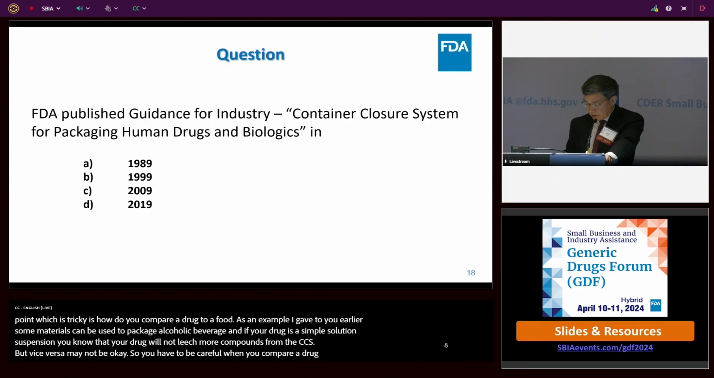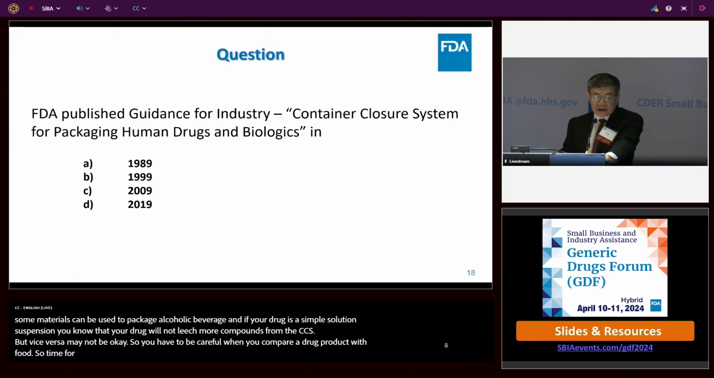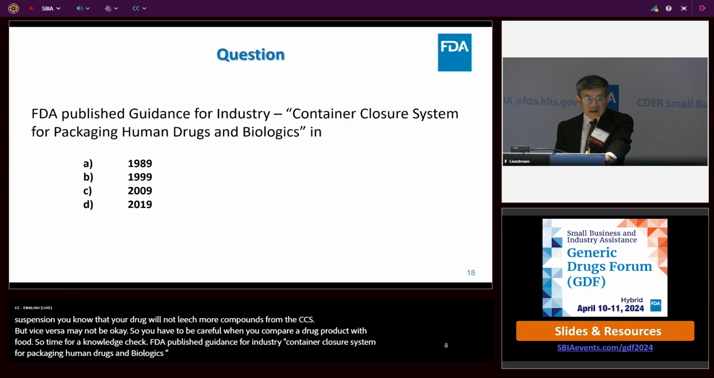So, time for a knowledge check. FDA published a guidance for industry, container closure system for packaging human drugs and biologics, in A, 1989, B, 1999, C, 2009, and D, 2019. The correct answer is 1999.